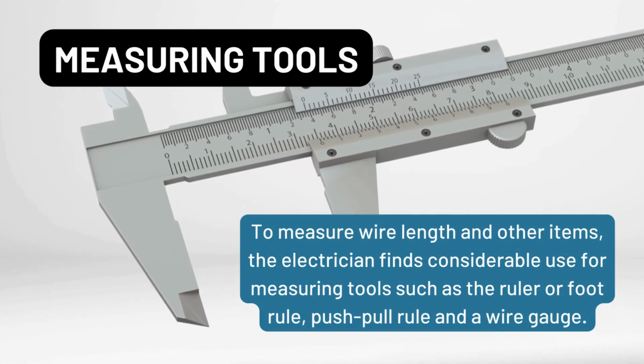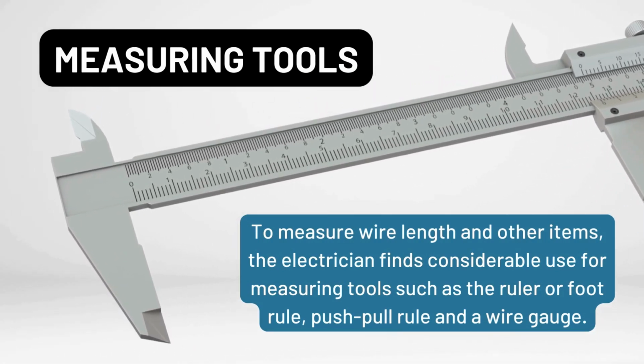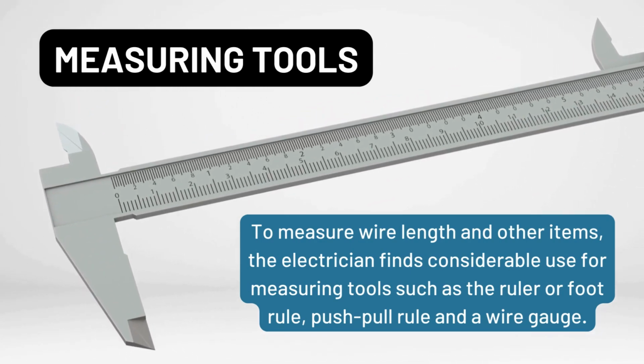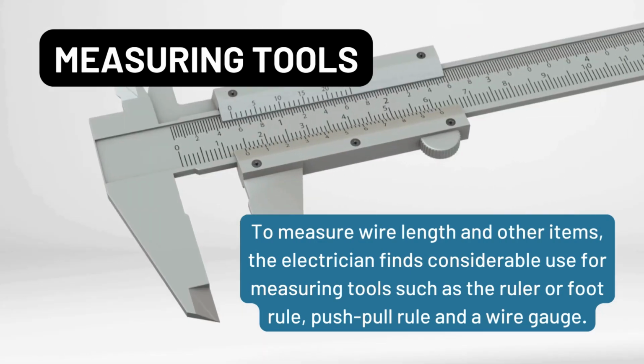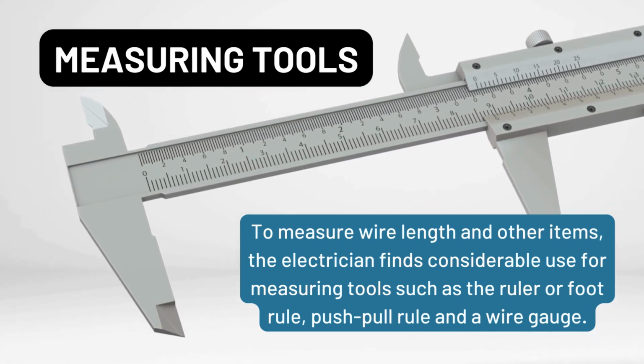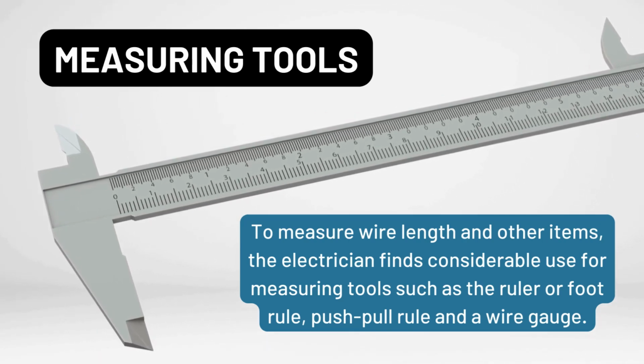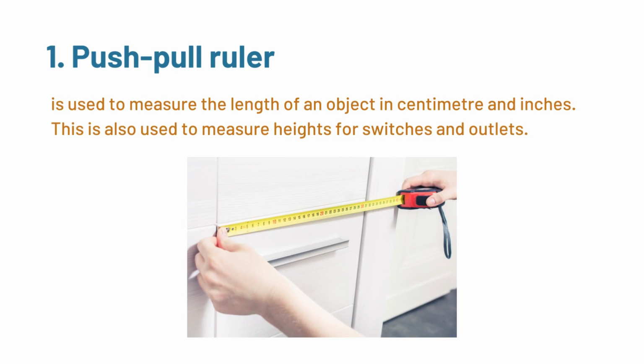For our last category, we have the measuring tools. And these measuring tools, to measure wire length and other items, the electrician finds considerable use for measuring tools such as the ruler or foot rule, push-pull rule, and the wire gauge. Push-pull ruler is used to measure the length of an object in centimeters and inches. This is also used to measure heights for switches and outlets.